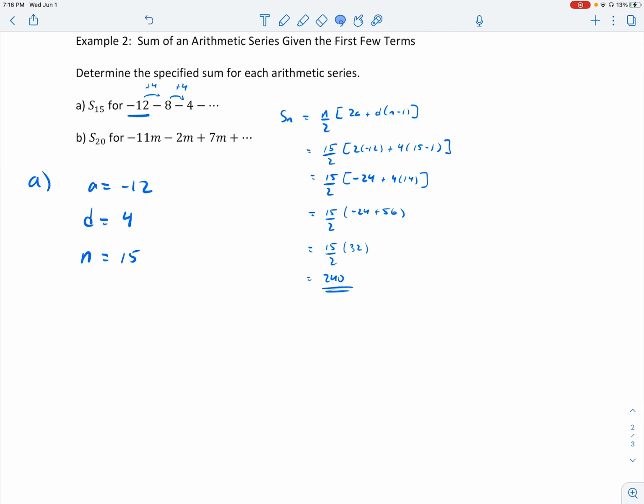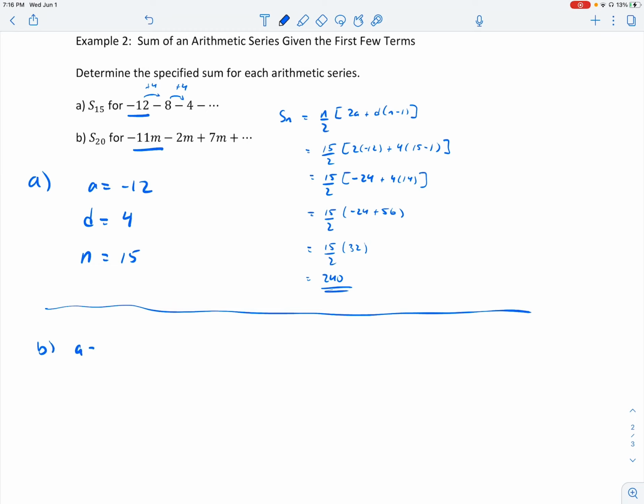I'm going to move that out of the way a bit here. We're going to go ahead and do part B. So there's my first term, negative 11m. This is supposed to be arithmetic too. To go from negative 11m to negative 2m, we must have added 9m. And to go from negative 2m to 7m, we must have added 9m again. So that's the common difference, 9m. And we want it for 20 terms.